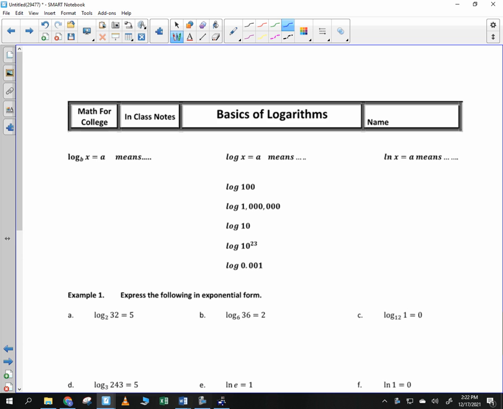What is a logarithm? Well, a logarithm is simply a different way of writing an exponential relationship. So this reads log base b of x is equal to a. This thing right there is always the base. This thing right there is always the exponent. So log base b of x is equal to a. What that means is this.